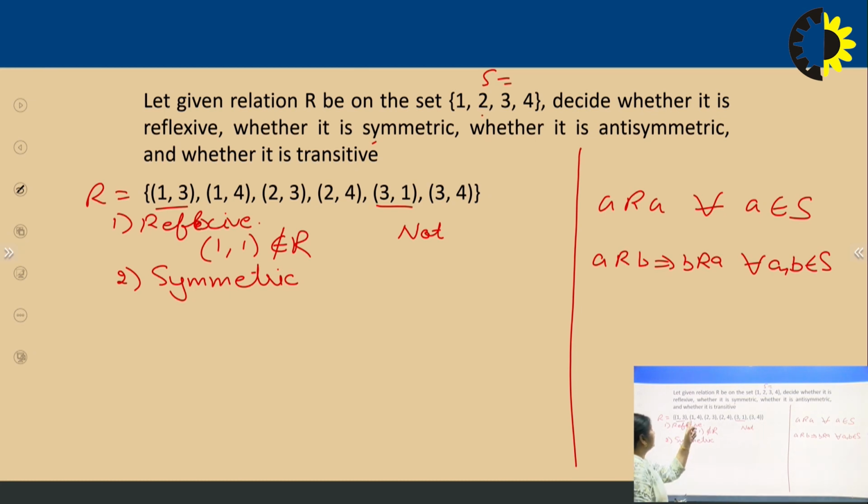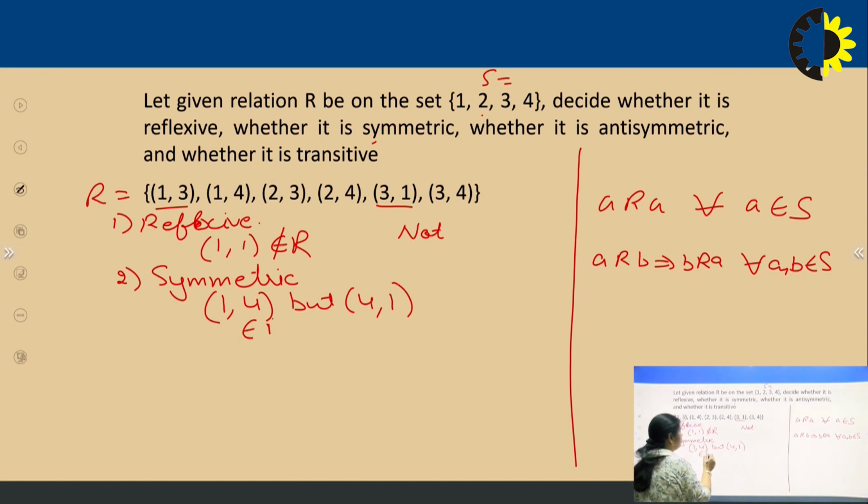Now 1 is related to 4. So 4 should be related to 1. That is the symmetric nature. So now let us check (4,1). (4,1) is not present here. It means 1 is related to 4, but 4 is not related to 1. (1,4) belongs to R, but (4,1) doesn't belong to R. So it is not symmetric.